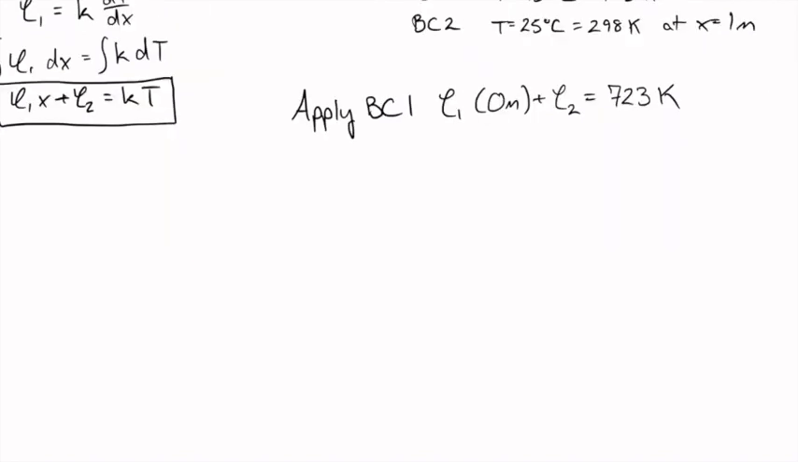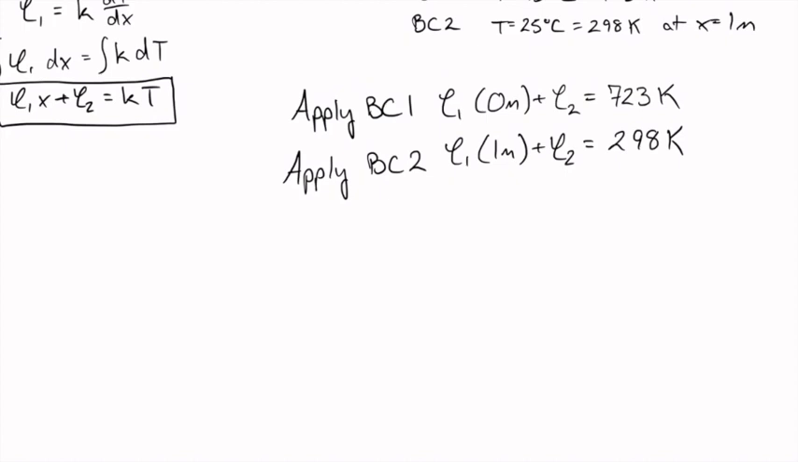We apply the first boundary condition, inserting 0 meters at 723 Kelvin. Then we apply the second boundary condition at 1 meter, and now we have two equations for two unknowns, C1 and C2, and we can very readily solve for C2. I calculated 723 watts per meter, and C1, negative 425 watts per meter squared.